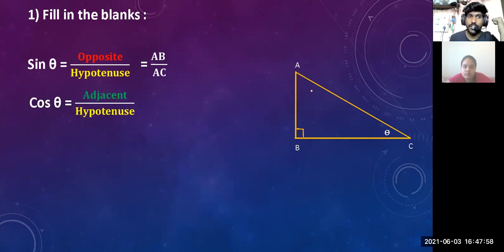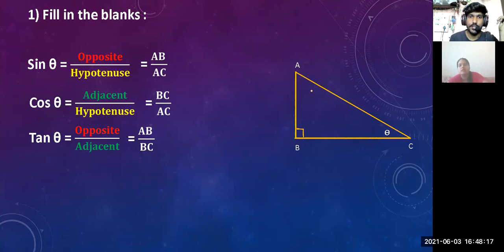Cos theta, we know it is adjacent upon hypotenuse. So that will be BC upon AC. Correct. Or CA. AC, CA, one and the same. Then tan theta, you know, opposite upon adjacent. So that will be? AB upon BC. Correct.